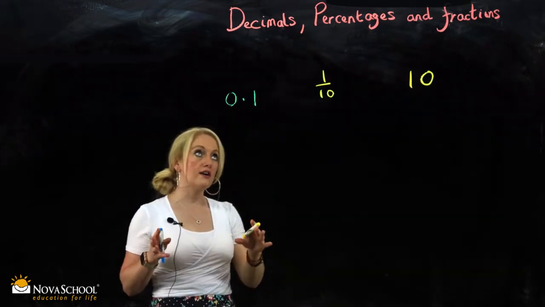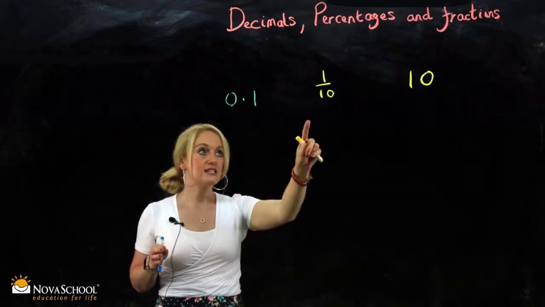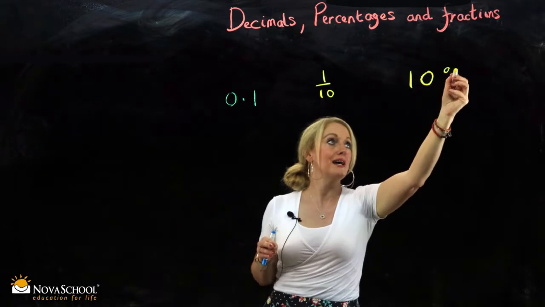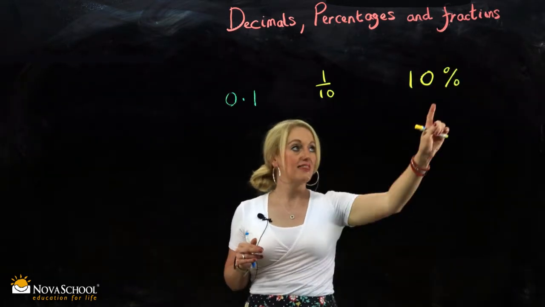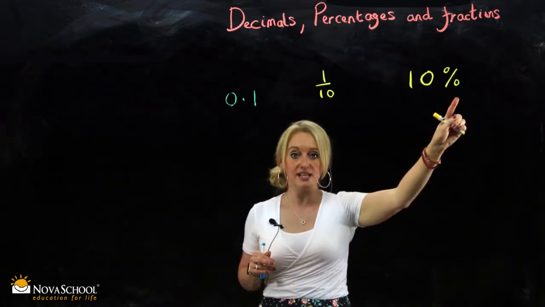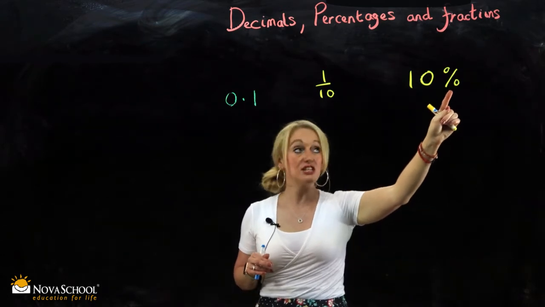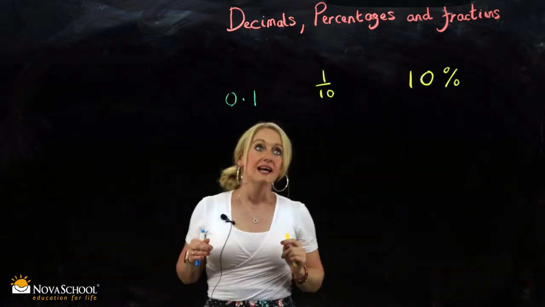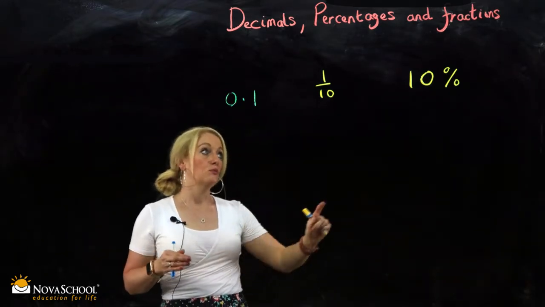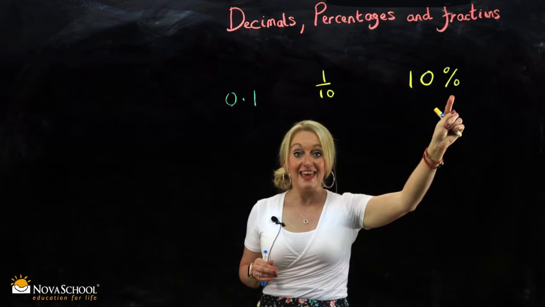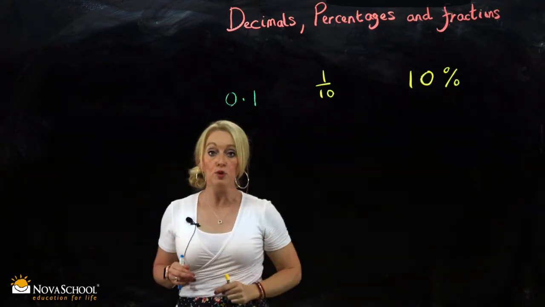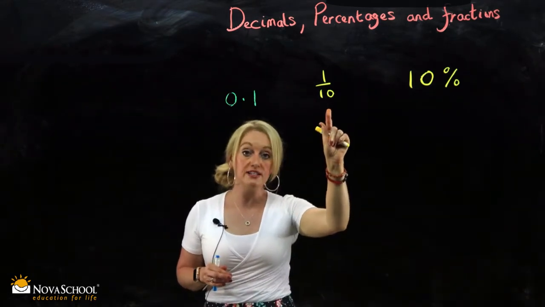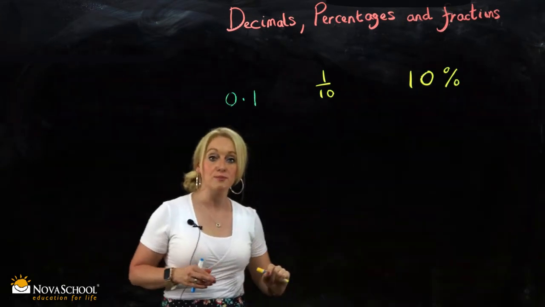10. So what is 0.1? It's 1/10 and it's also 10%. This is how we write a percentage sign. And it goes in English at the end of the number. Okay, when we write the numbers in this way, we always put the percentage sign at the end. So we have 0.1, which is the equivalent of 1/10, which is 10%.